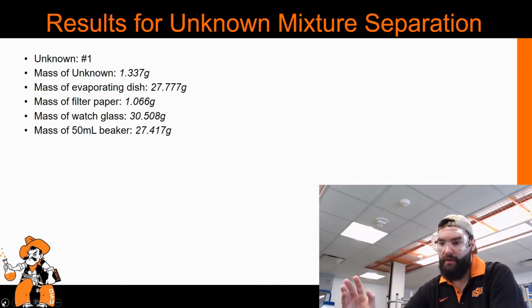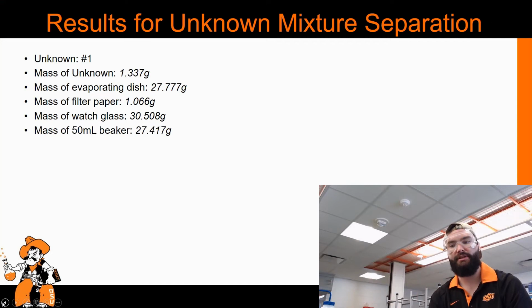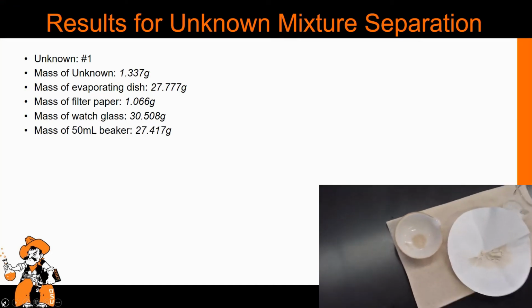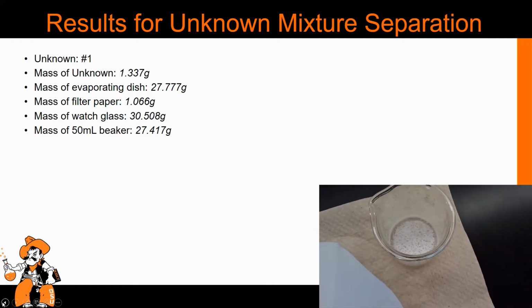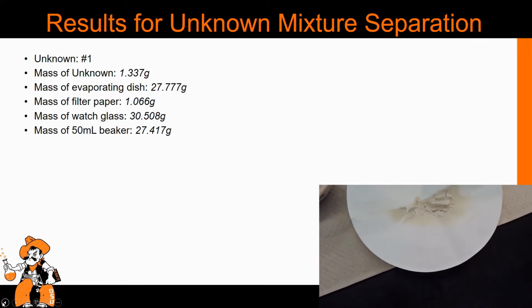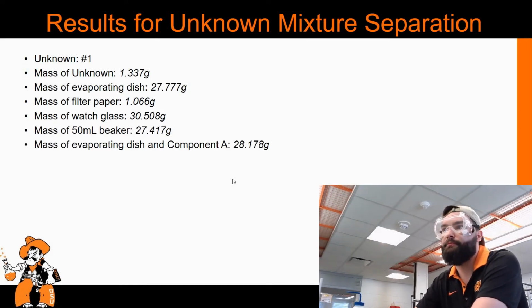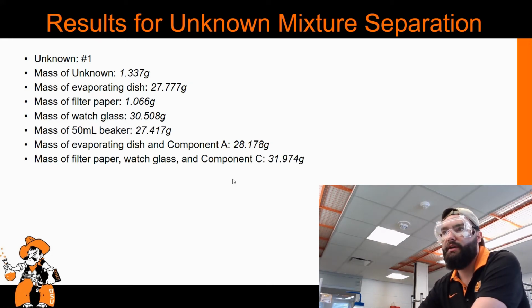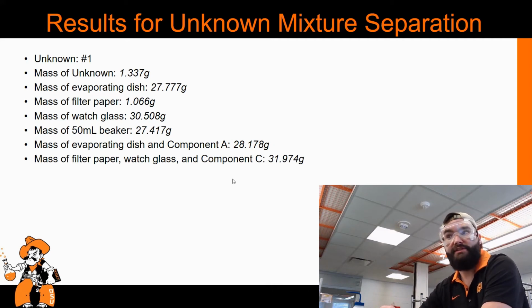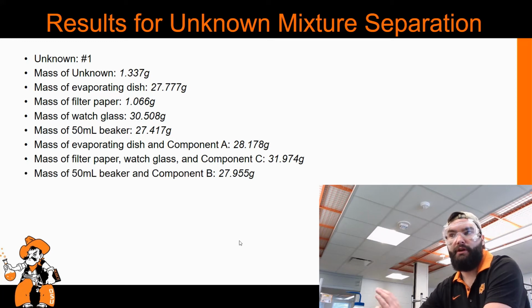All right, everyone. So everything is dried out now, and I have successfully separated all three components. I have my sand, my salt, and my silt. All right. I've already weighed everything. So the mass of my evaporating dish in component A is 28.178 grams. Filter paper, watch glass in component C, 31.974 grams. 50 ml beaker in component B is 27.955 grams.